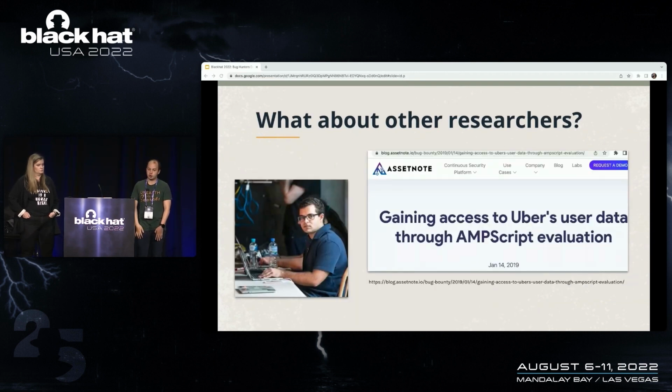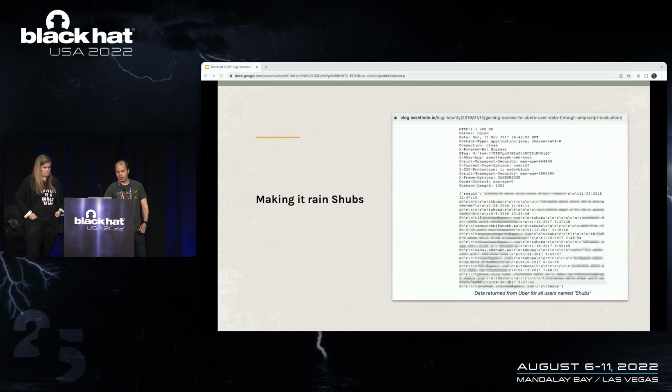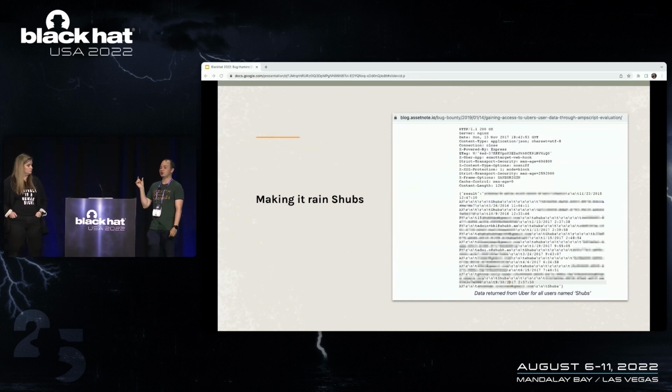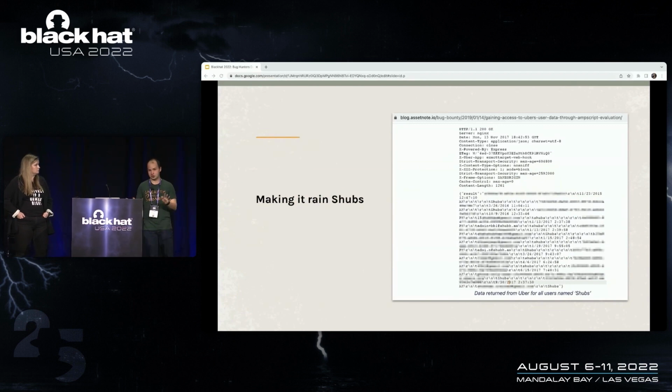The first one is through a pen tester. His name is Shubs, and he was doing some testing against Uber, and he found that he could get access to other users' data through a bug in AMP script. So he was trying to just pull basically his user by putting in his name, Shubs, but as it turns out, that is a less unique name than maybe he assumed, and he ended up with everyone who had the word Shubs anywhere in their user data.